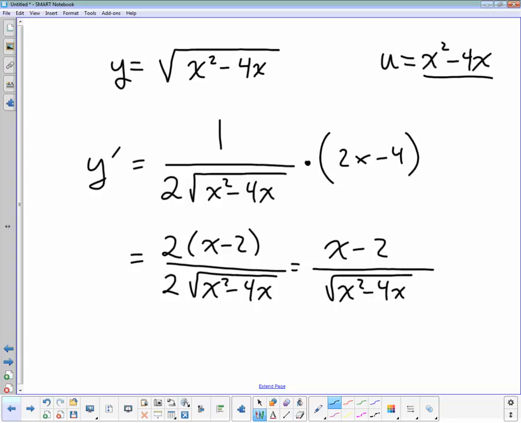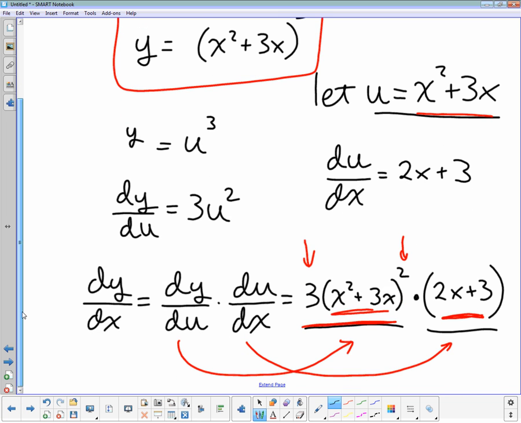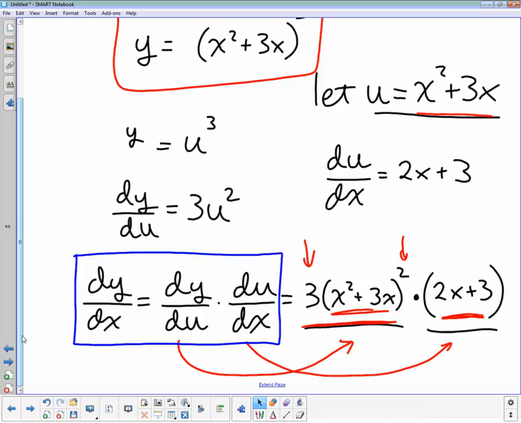Okay. So we're going to, yes? I didn't need to, really, write out this whole steps of the chain rule. The chain rule is truly this. This is the chain rule. That's the chain rule.